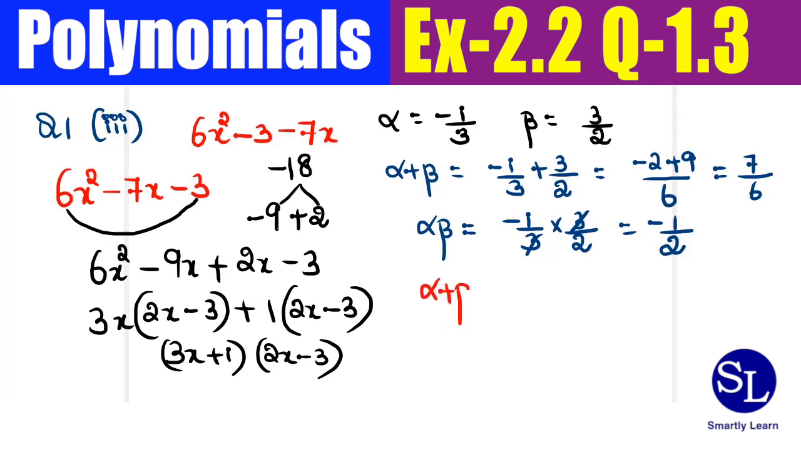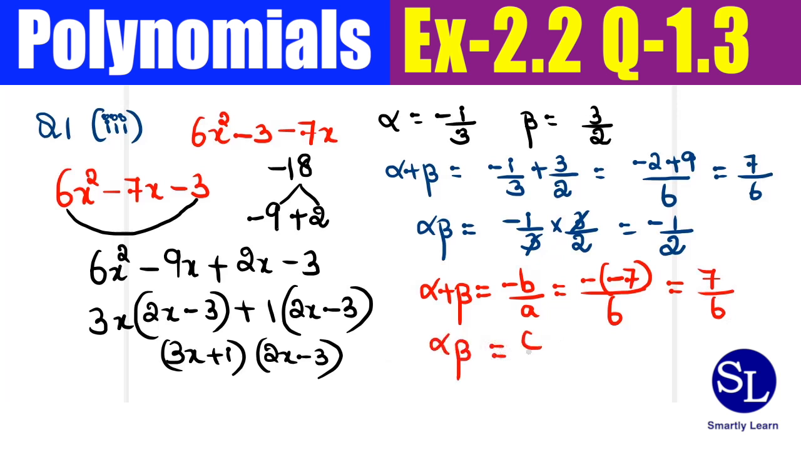So according to that, alpha plus beta is minus b by a. So let's substitute: minus of minus 7 divided by 6. So minus of minus is plus. So this is 7 by 6. Now let's calculate alpha beta. Alpha beta from the coefficients is c by a. So c in this case is minus 3, a is 6. So minus 3 by 6 can be simplified to minus 1 by 2.